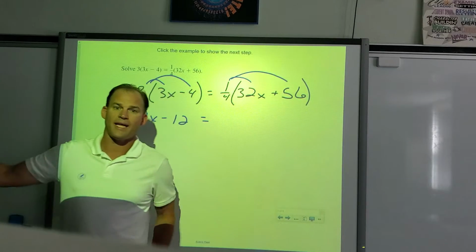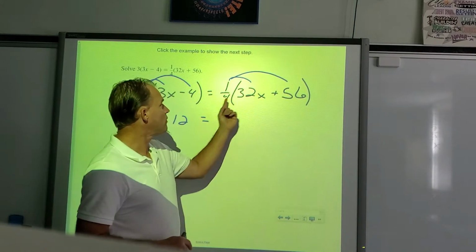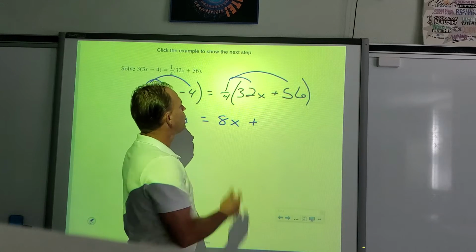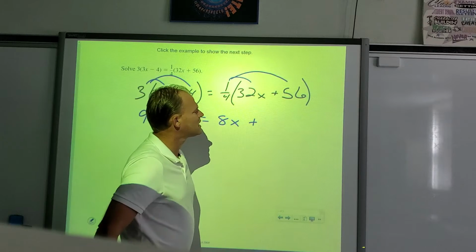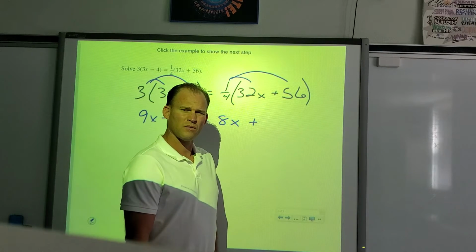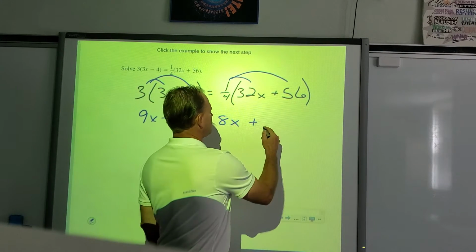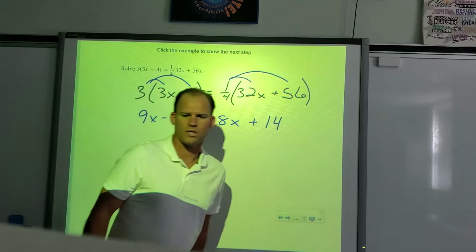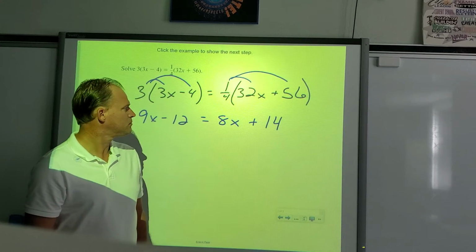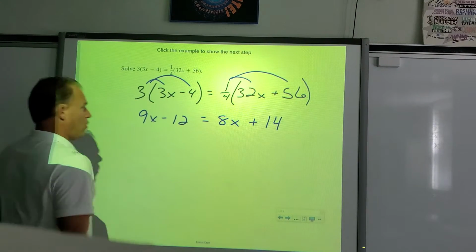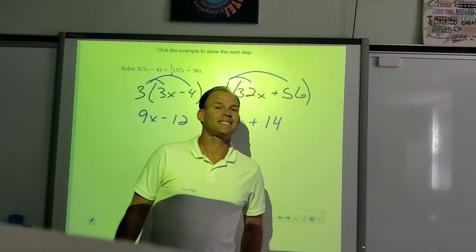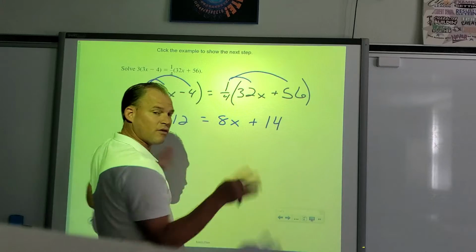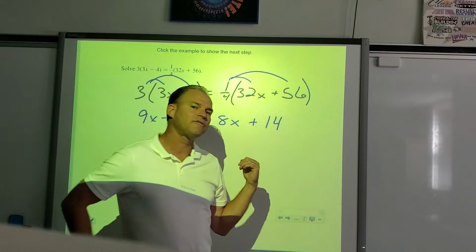Distribute the 1/4. Get out that calculator. 1/4 times 32 is 8x, plus 1/4 times 56. 1/4 times 56, 16? 14. I think. Yep, 14. Now I need to collect all the variables on the same side. Me personally, if I have variables on both sides and there's stuff on both sides, I like getting the variable on the left-hand side.